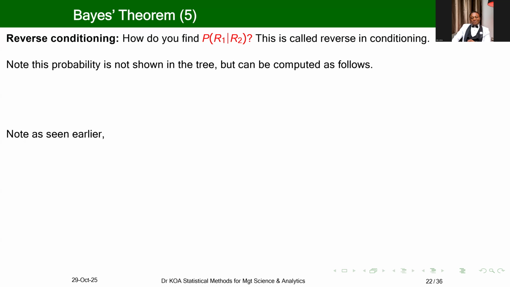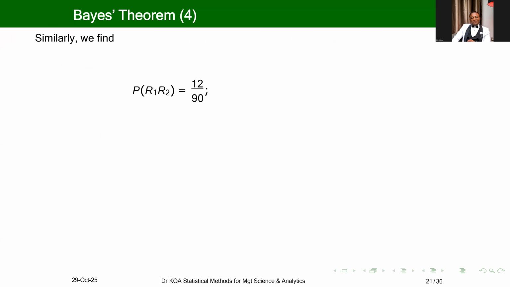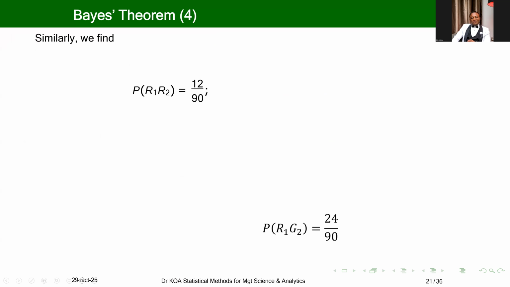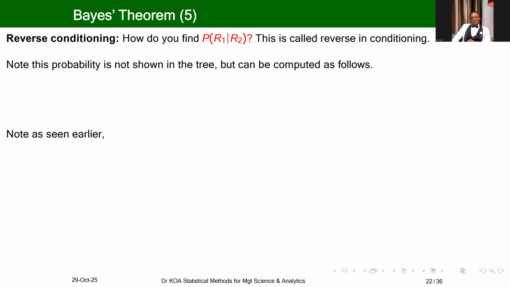Bayesian theorem is a reverse condition. So we can use Bayesian theorem to find R1 given R2. And that is also here. I mean, it's just picking it from here. If from this we can find R1, G1, R1, R2, any one of them, we can find them using that same tree by folding it backwards. So we can find the probability of R1 given R2. And this probability is not shown in the tree, but we can compute it as follows.